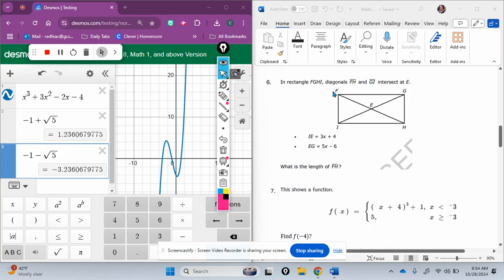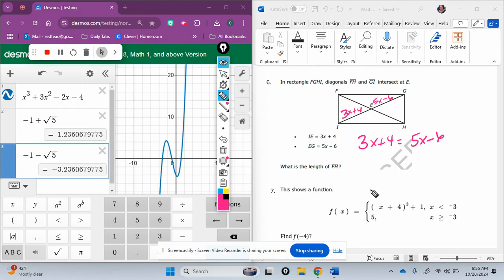Number 6, it says in rectangle FGHI, diagonals FH and GI intersect at E. Okay, so we have IE equals 3x plus 4, and EG equals 5x minus 6. What is the length of FH? We got to think about what we know about rectangles. In rectangles, the diagonals bisect each other. So we're going to do 3x plus 4 equals 5x minus 6.